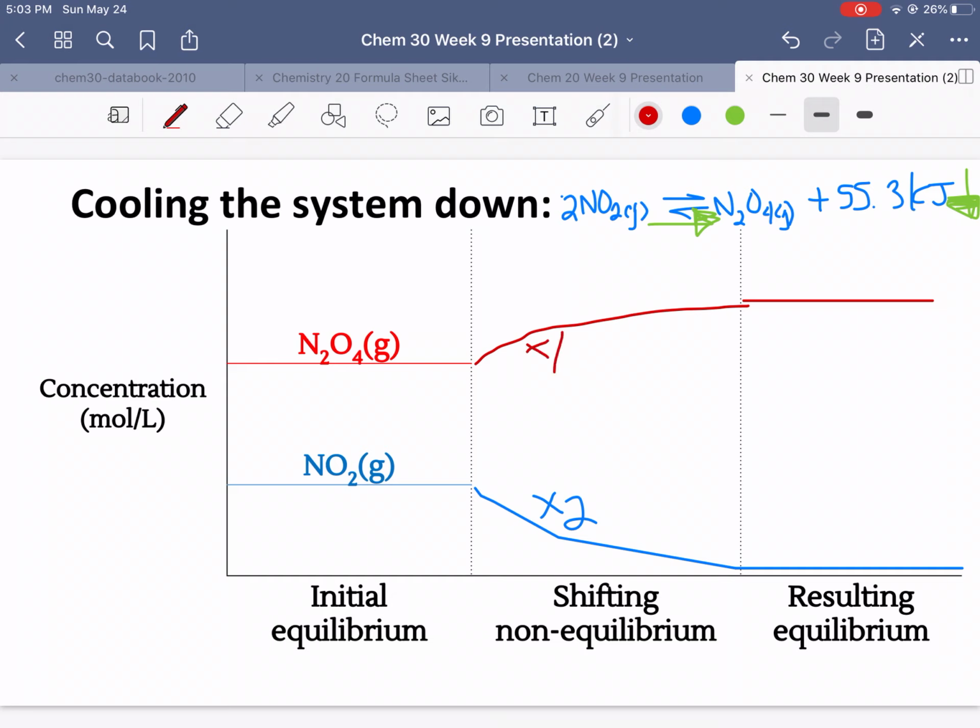Notice they are in opposition to each other. If one side of the equation goes up, the other side goes down, and vice versa. There you have it, guys. Effects of temperature on an equilibrium.